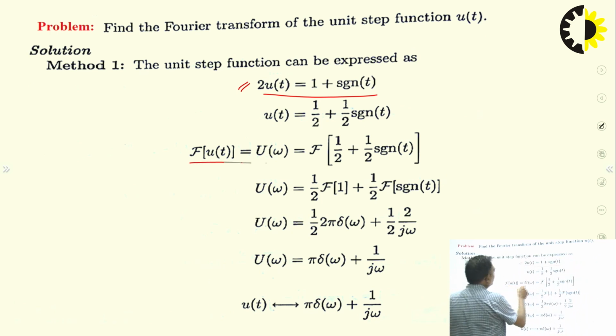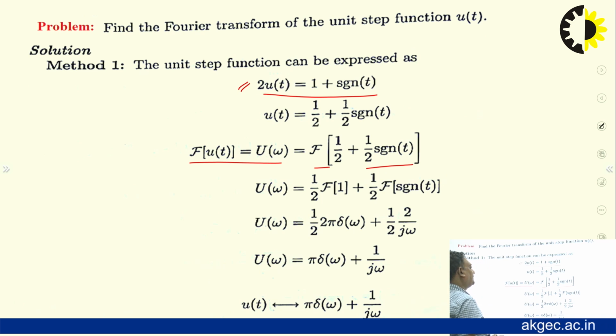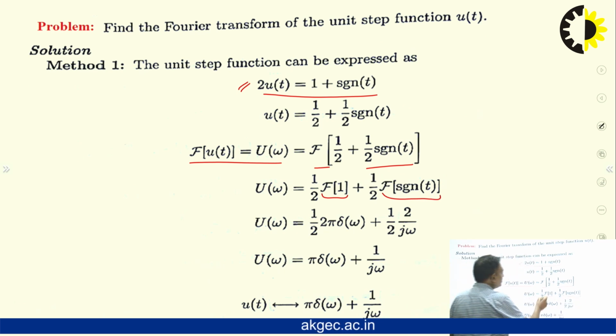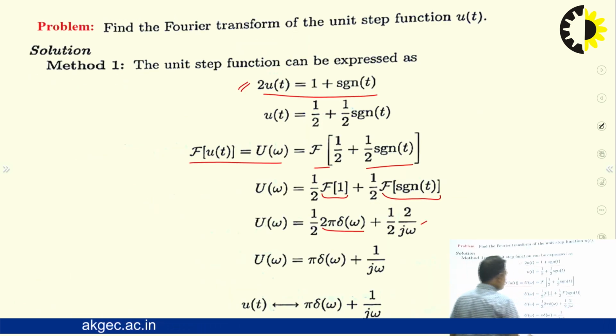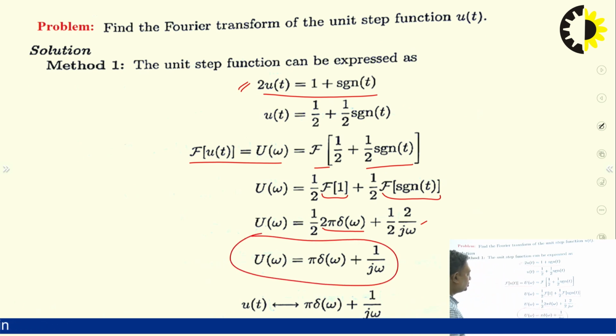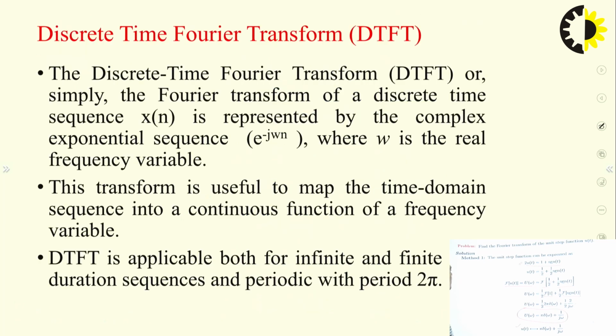Then we will take the Fourier transform on both sides. So we have the Fourier transform of 1 by 2 and the Fourier transform of 1 by 2 signum t, which comes to the Fourier transform of 1 and the Fourier transform of signum t. The Fourier transform of 1 is 2 pi delta omega, and the Fourier transform of signum t we have already seen is 2 by j omega. Putting these values, U(omega) is pi delta omega plus 1 upon j omega. So this is the Fourier transform of the unit step signal.